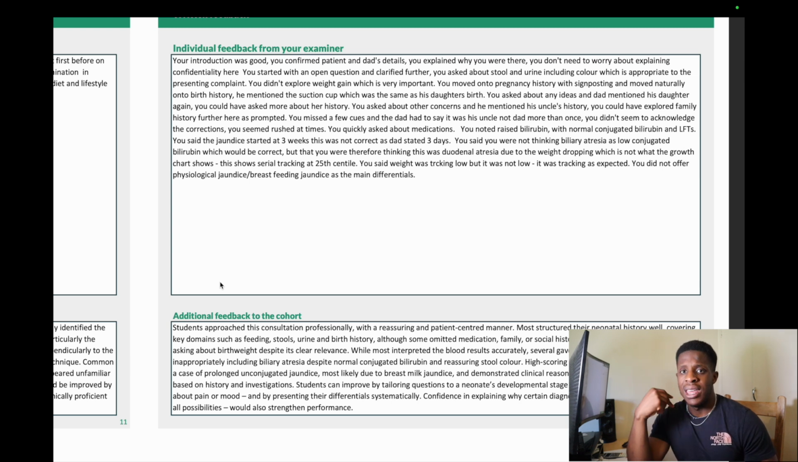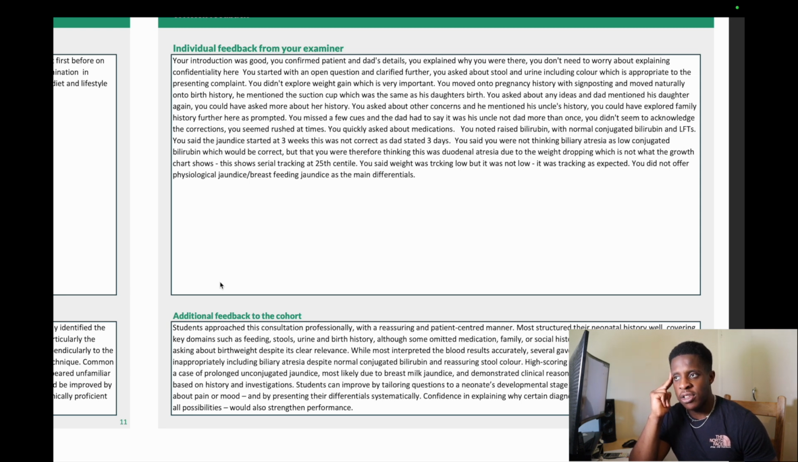This does happen. If this happens to you, make sure to clear your mind before you move on to the next station. You said you're not thinking biliary atresia as low conjugated bilirubin, which would be correct, but that you were therefore thinking this was duodenal atresia due to weight dropping, which is not what the growth chart shows. This shows serial tracking on the 25th centile. You said weight was tracking low, but it was not low. It was tracking as expected. You did not offer physiological jaundice or breastfeeding jaundice as the main differentials. Yeah, so just an overall poor station.